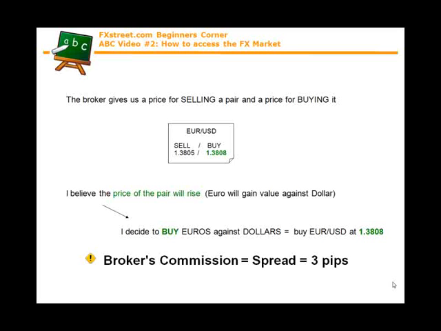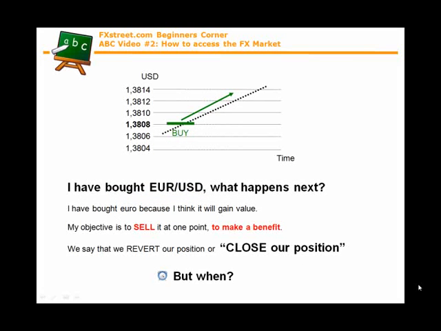I will be seeing a selling price of 138.05 and a buying price of 138.08. So, if I want to buy euros against dollars and I believe the price will rise, I will be buying the cross at 138.08, right? And at the same point, I will be losing the 3 pip spread the broker charges me for the trade, right?